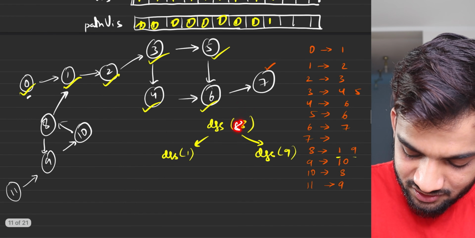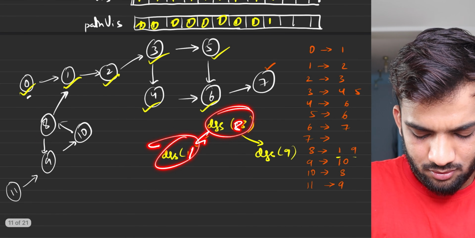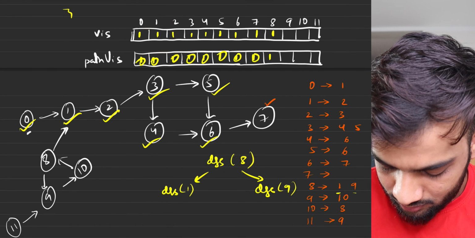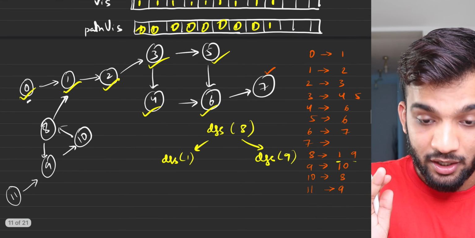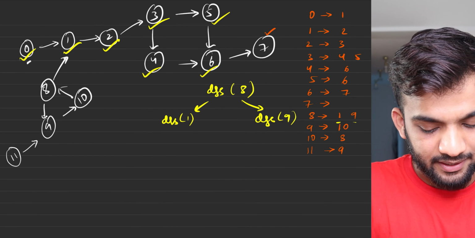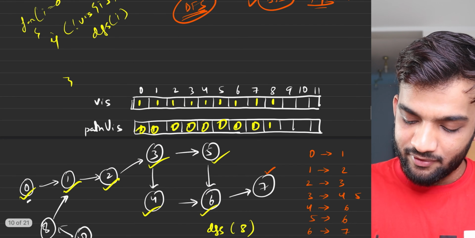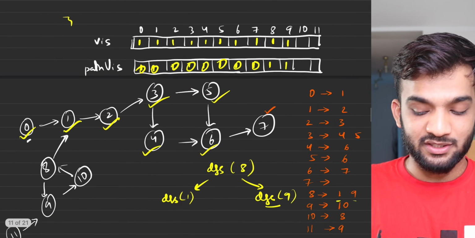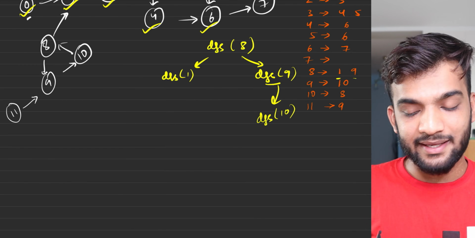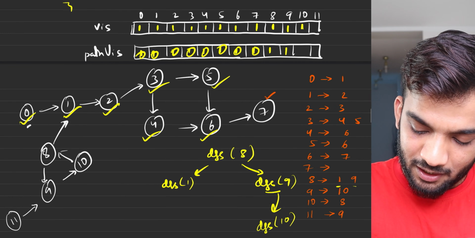So 8 states 1. You just visited. You did not get a cycle. So fine, this path is safe. I'll not call it, but this path is safe. I still have a path to explore, which is DFS of 9. Let's explore. So I go to 9 and I say, fine, visited, path visited. 9 says, I go to DFS of 10. 10 says, okay, visited, path visited.